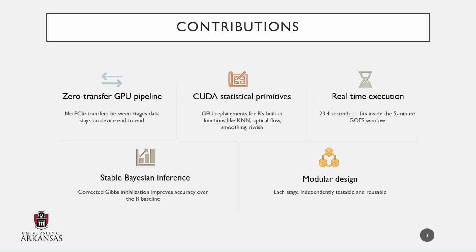Third, and most importantly, we achieved real-time execution. The total pipeline runs within 23.4 seconds, comfortably fitting inside the 5-minute GeoES acquisition window. Fourth, we deliver a stable Bayesian inference through a corrected Gibbs sampler initialization that actually improves accuracy over the original R baseline, not just matches it.